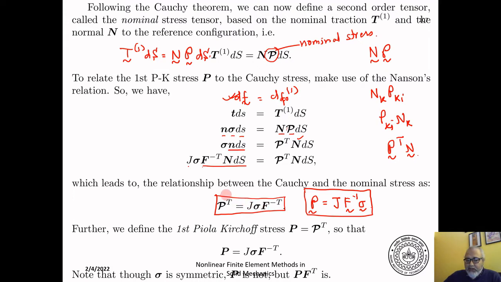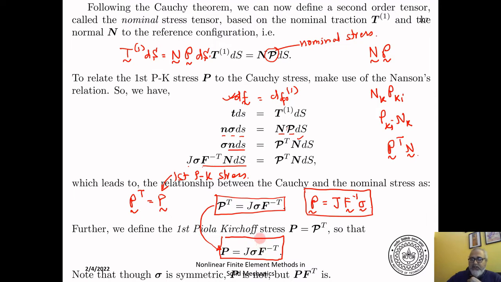Now, most of the time, the transpose of the nominal stress is given a name. So P transpose, which is transpose of the nominal stress, is sometimes called P, which is the first PK stress, first Piola Kirchhoff stress. And from here, it's easy to see that fancy P transpose is equal to P J F minus transpose. So this is the relationship between the first Piola Kirchhoff stress and the Cauchy stress.